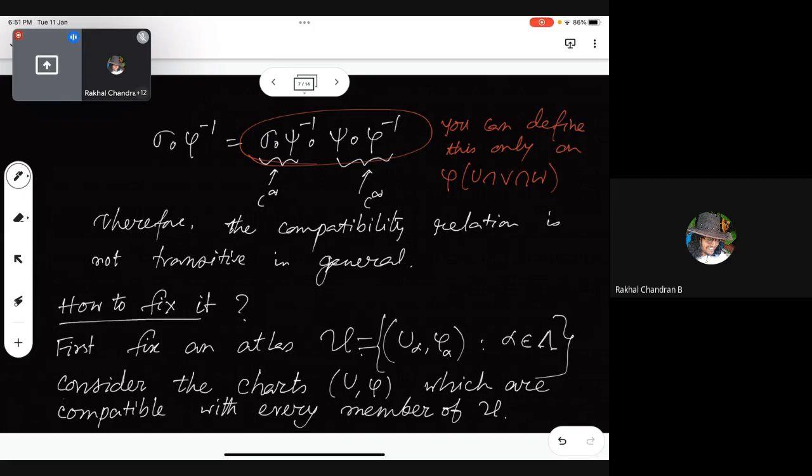So if we pick a chart and look at any of the chart from the basket and see whether it is compatible with that. If it is not compatible with some of them, then you throw it out. And if it is compatible with all of the charts from the basket, then you keep it on the basket, or keep it on a little separate basket. But actually the point is you can keep it in the basket as well. So what is the point?